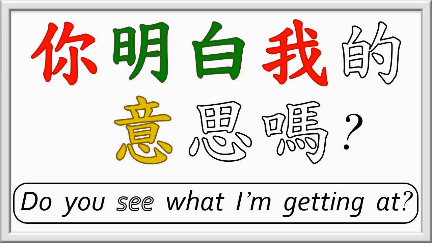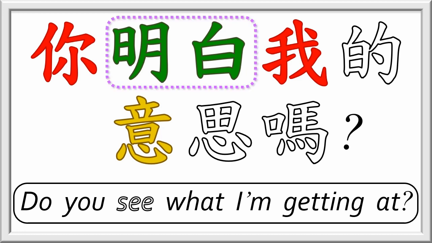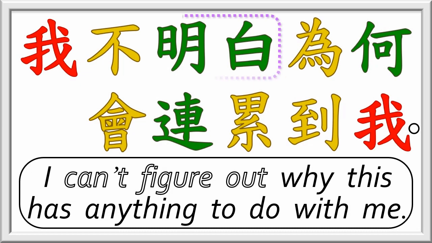Combined with 白, the color white, 明白, Chinese has a useful verb meaning to understand or to realize. Similar to English, it suddenly dawned on me. It's also used as an adjective for clear, frank, or explicit. 你明白我的意思吗? Do you see what I'm getting at? 我不明白为何会连累到我。I can't figure out why this has anything to do with me.